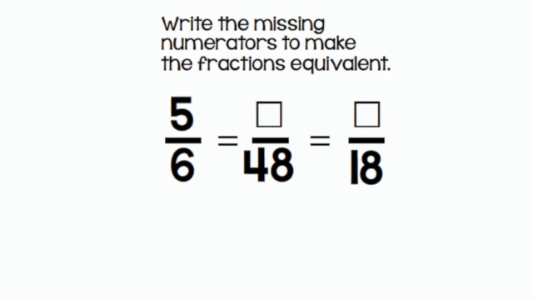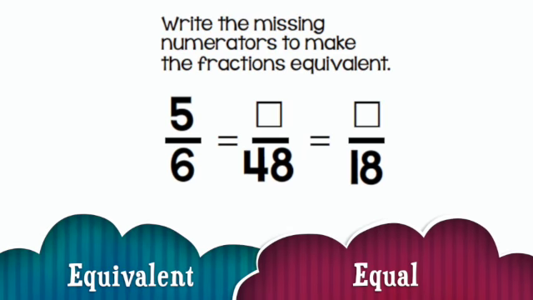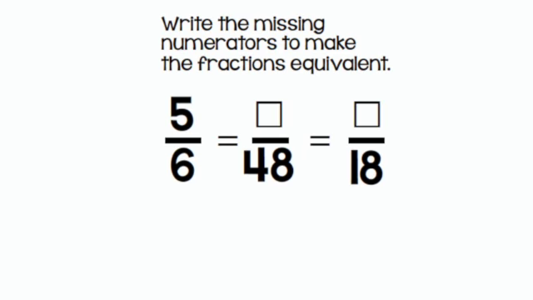The directions say write the missing numerators to make the fractions equivalent. The word equivalent means equal. So we need to figure out a way to make these fractions equal to one another. And we need to start doing that by looking at the denominators.